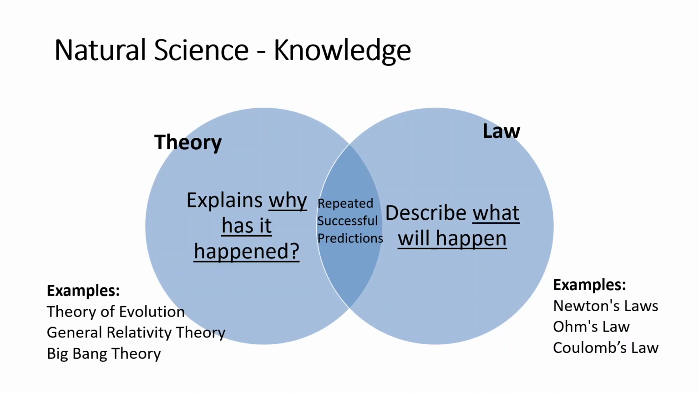Then we have the laws. The laws describe what will happen. There is a little bit more formality in laws. Often the laws come in the form of formulas as well. The famous Newton's laws, Ohm's law, Coulomb's law. We can apply those laws to build new things. We can predict what will happen at a much more confident level.